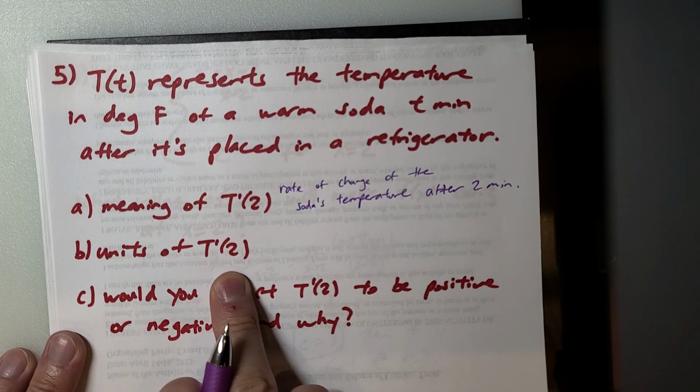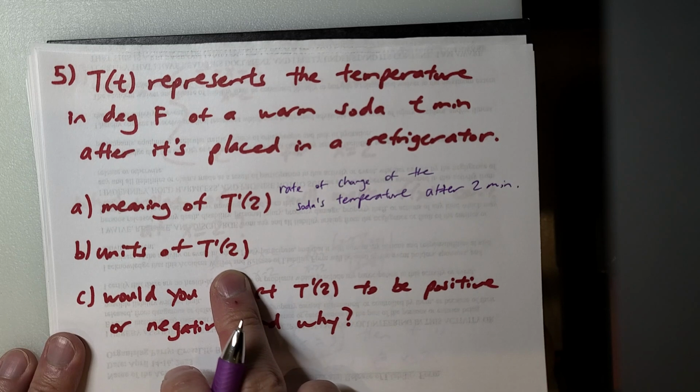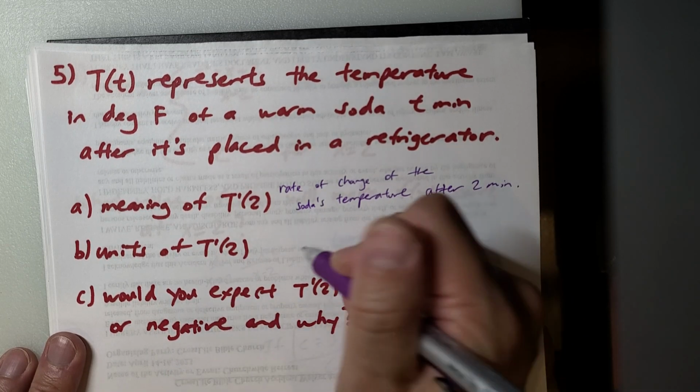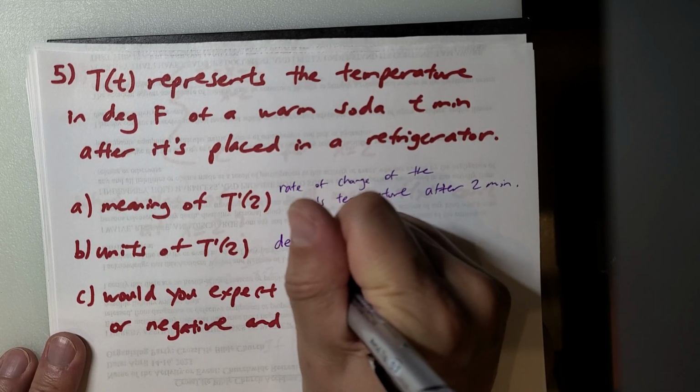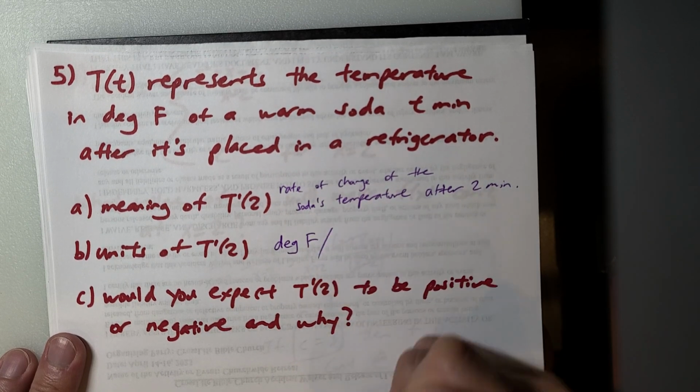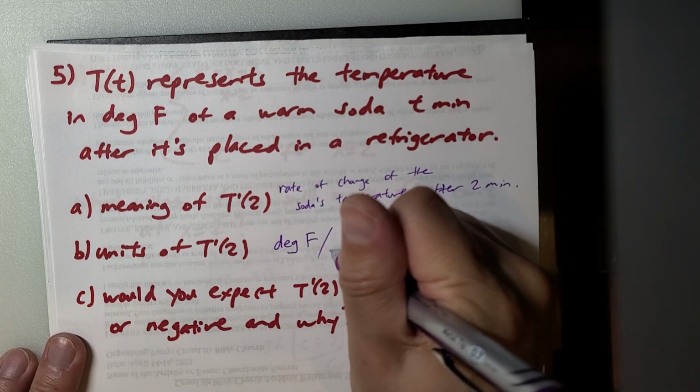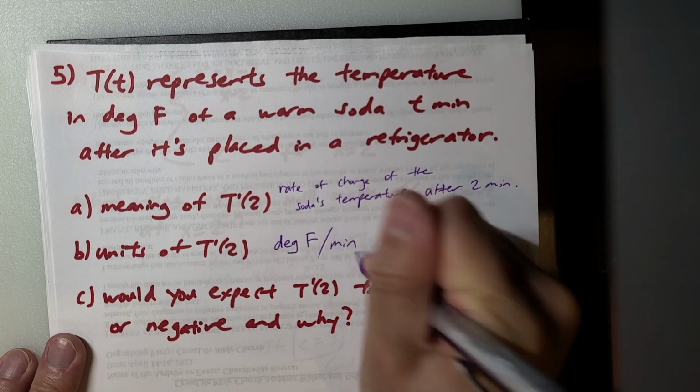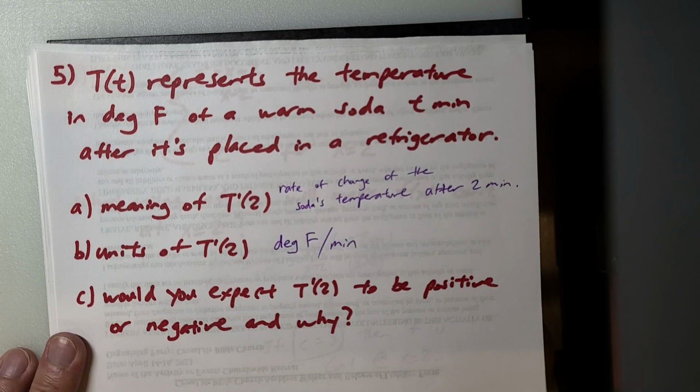Units of T prime of 2: again, it's rate of change. So what's being changed? Temperature, and those units are degrees Fahrenheit. What's the unit of time? It's minutes. So degrees Fahrenheit per minute.